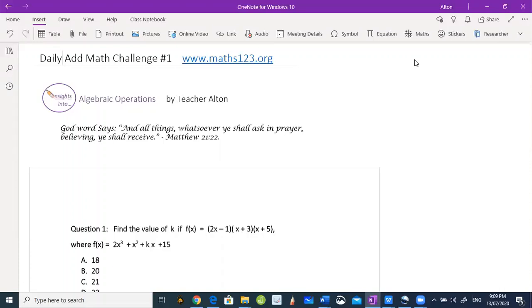Now we're going to look at 4 questions today. I've gone ahead and written up the solutions for you, so we're going to go through the solutions for each question. And of course, that will complete our daily challenge when we have finished. So let's go straight into question number 1.